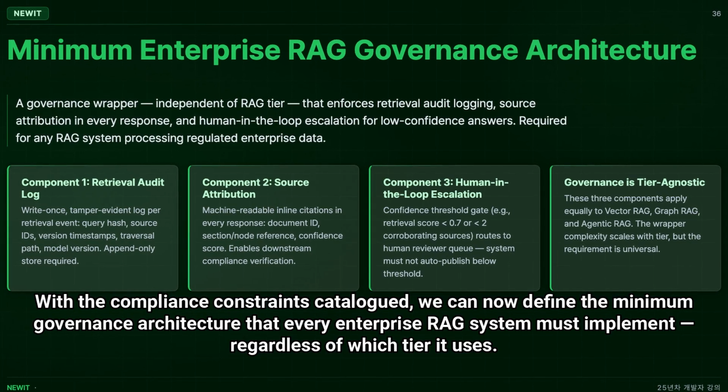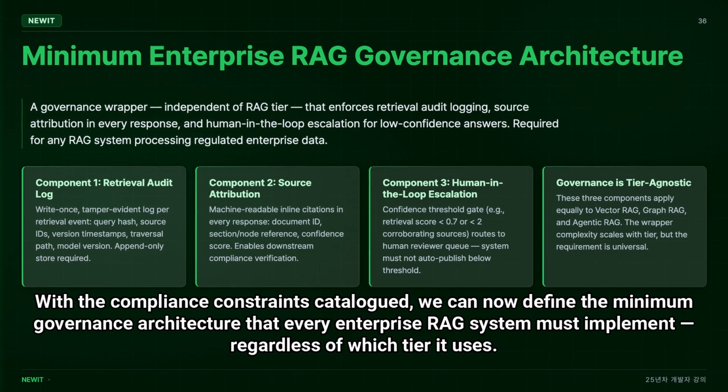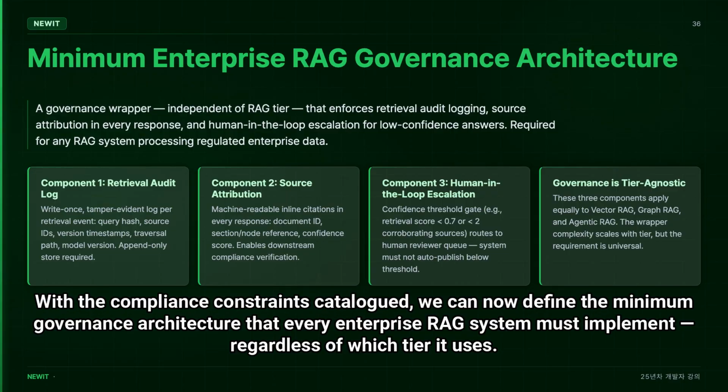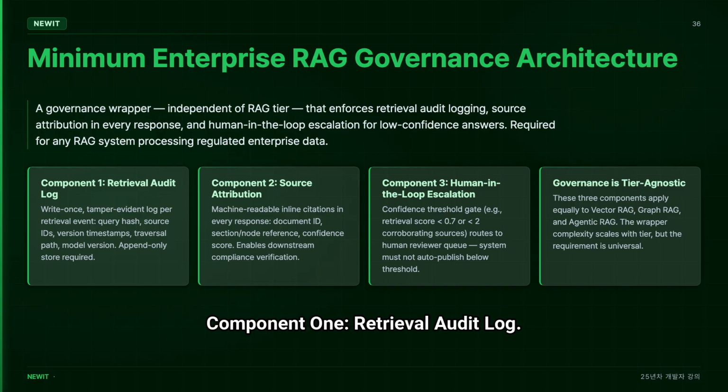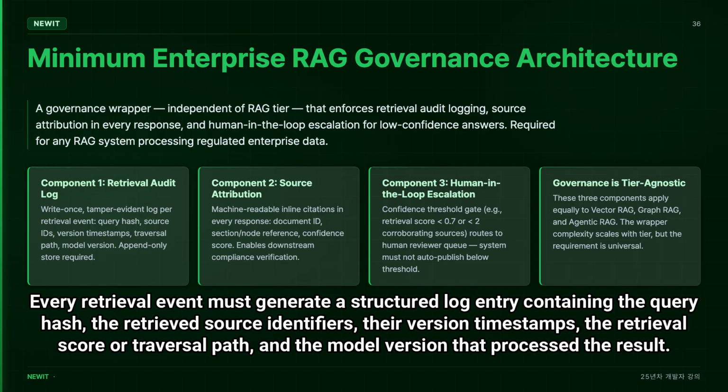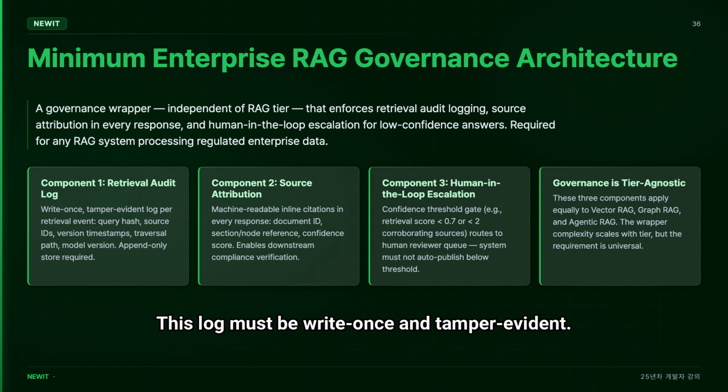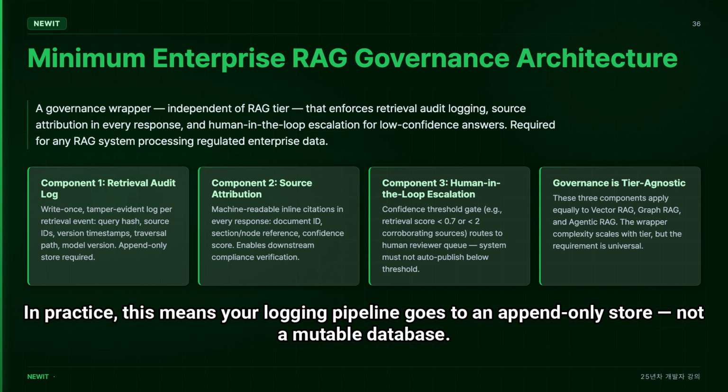With the compliance constraints cataloged, we can now define the minimum governance architecture that every enterprise RAG system must implement, regardless of which tier it uses. Think of this as the governance wrapper that sits around your RAG tier, not inside it. 3 components are non-negotiable. Component 1, Retrieval Audit Log. Every retrieval event must generate a structured log entry containing the query hash, the retrieved source identifiers, their version timestamps, the retrieval score or traversal path, and the model version that processed the result. This log must be write once and tamper evident. In practice, this means your logging pipeline goes to an append-only store, not a mutable database.